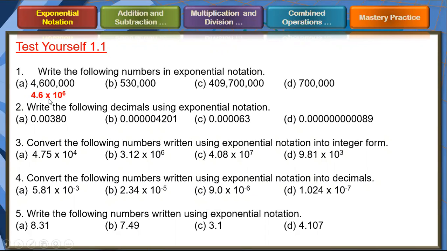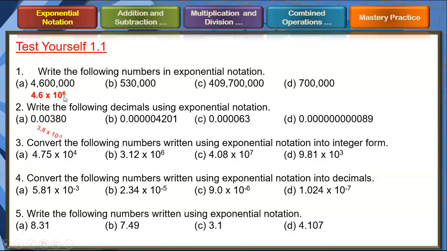As I've said, the standard format is always times 10. So the answer here is 4.6, then multiply it by 10 raised to 6. So 4.6 times 10 raised to 6. Remember, we have many ways to read this number. I can also read this one as 4.6 times 10 to the power of 6, or 4.6 times 10 raised to 6.